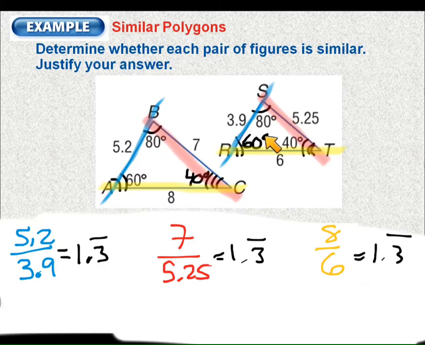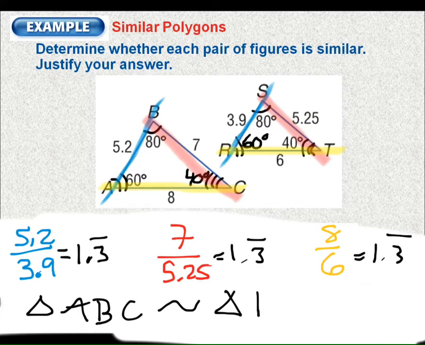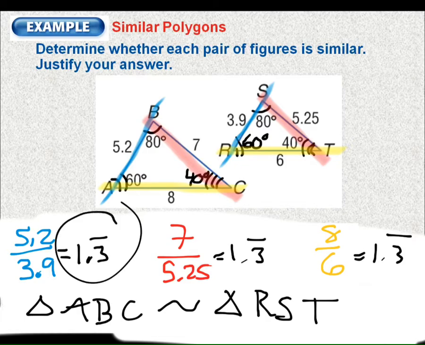So are these 2 figures similar? They would be, because their angles are congruent and their sides are the same ratio. So I would write it out as triangle ABC is similar to triangle RST. That's what that would look like. This number would be my scale factor. To get from this triangle to this one, you have to multiply each side by 1.3. If I multiply 3.9 by 1.3, I get 5.2. Multiply that by 1.3, I get 7. Multiply that by 1.3, I get 8. Okay. Scale factor, similar. To be similar, all the angles had to be the same and the sides had to be the same ratio.